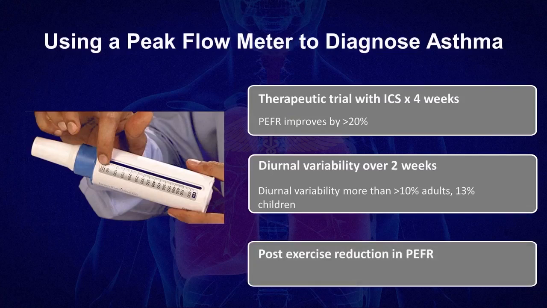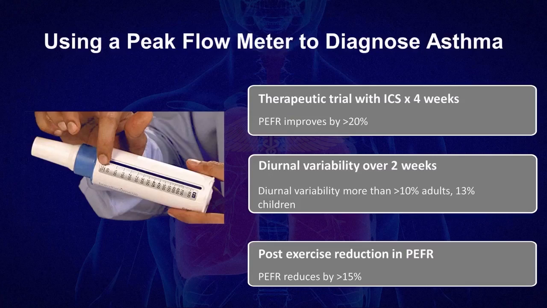And finally, you can also use a peak flow meter to diagnose asthma by asking the patient to do a little bit of exercise, run around the clinic, go for a quick brisk walk, and then come back again and then do the peak flow metry values. If the PFR values drop by more than 15% after a certain amount of exercise, then this is indicative of an underlying asthma rather than COPD. So you can use a peak flow meter to diagnose and distinguish between asthma and COPD.